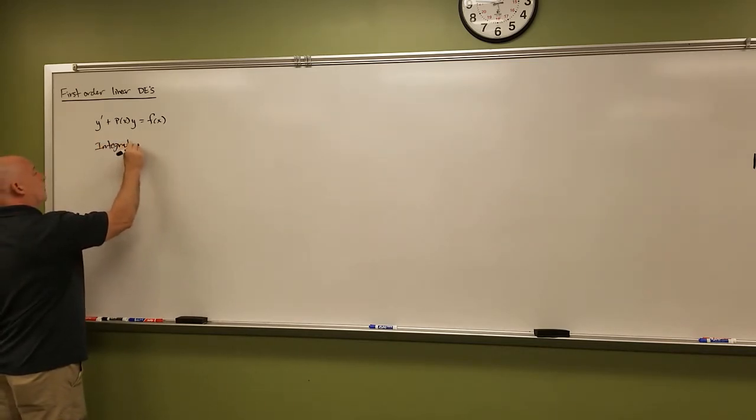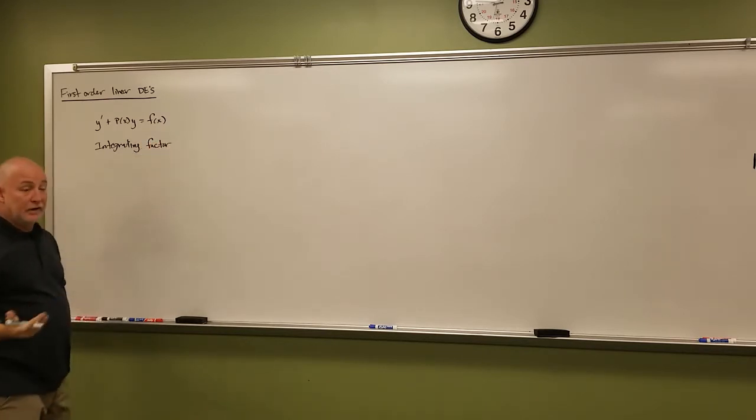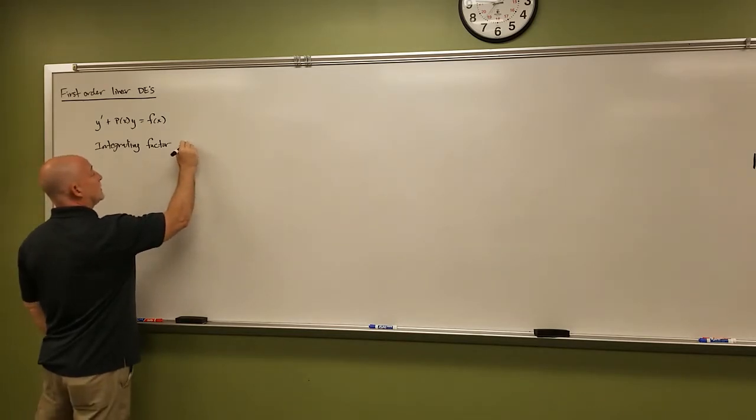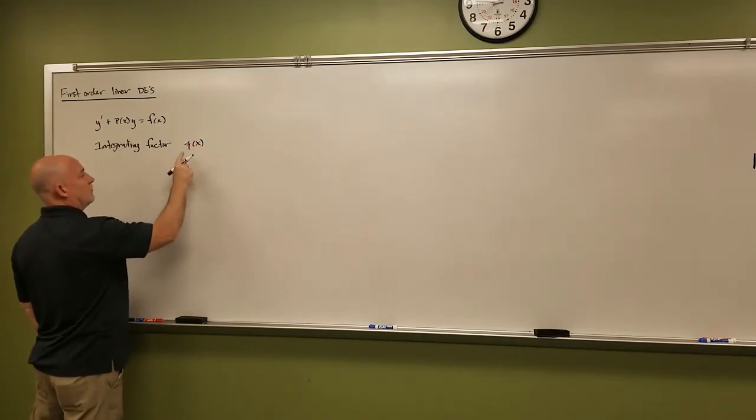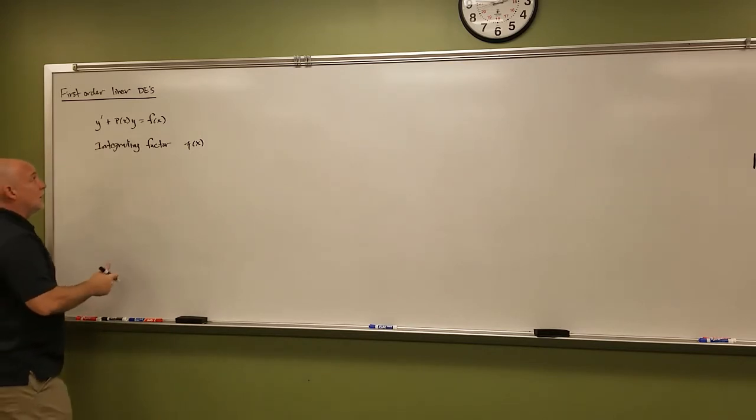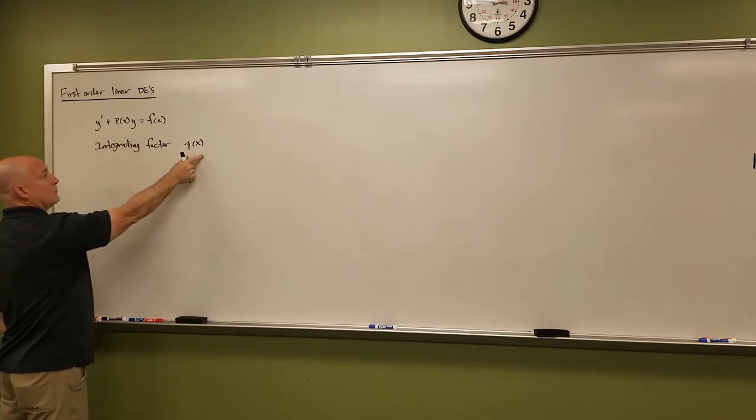We're going to use something called an integrating factor. Now, an integrating factor is anything that helps you integrate something that was difficult. Our integrating factor, we're going to say, is some function of x. Now, most of the time we use the Greek letter mu here, and that's what I'm going to do. The idea here is I'm going to multiply through this equation by some function of x.